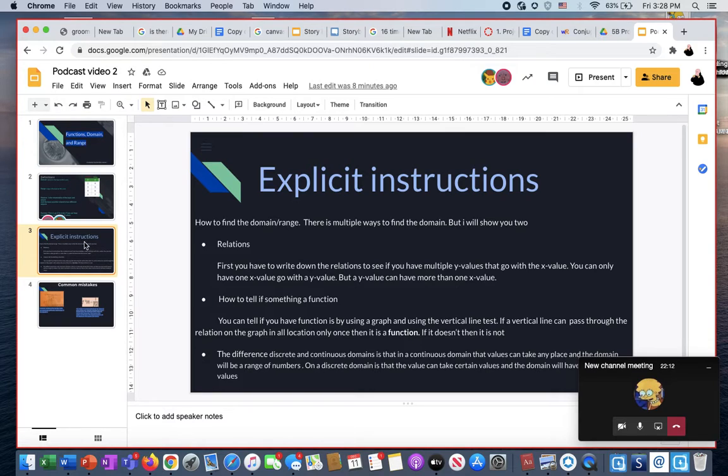The difference between discrete and continuous domains is that in continuous domains, the values can take any place in the domain, as well as be in a range of numbers. On a discrete domain, the values can take certain values and the domain will have individual values.